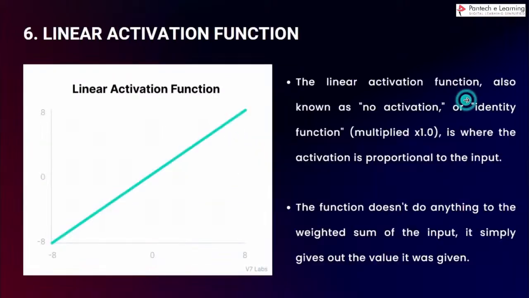Okay. And finally we have linear activation. This linear activation function is also known as no activation or identity activation, so it is doing nothing, guys. The activation is proportional to the input, and the function does not do anything to the weighted sum of the input; it simply gives the value it was given.